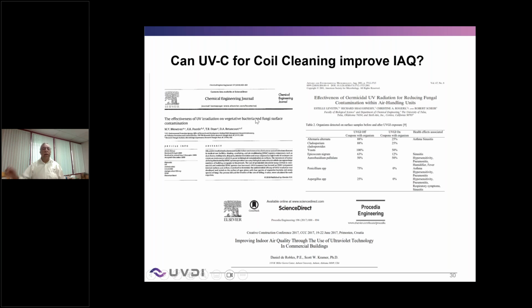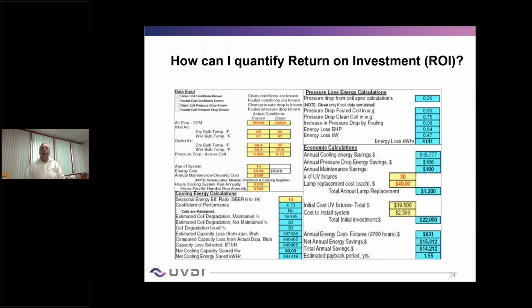People have actually gone and measured, looked at the vegetative bacteria growing on the coil. They've done colony counts before and after UV and showed the advantage of using UV in reducing that growth on the coil. So, of course, indoor air quality improvement is number one.